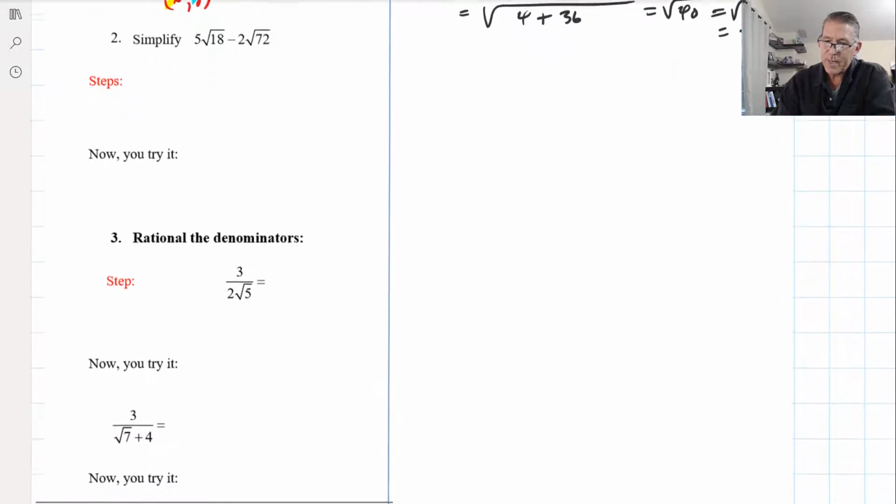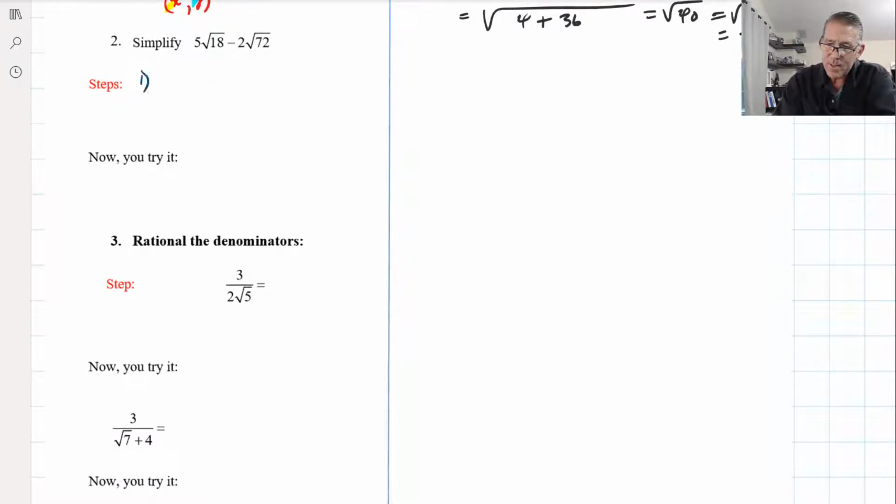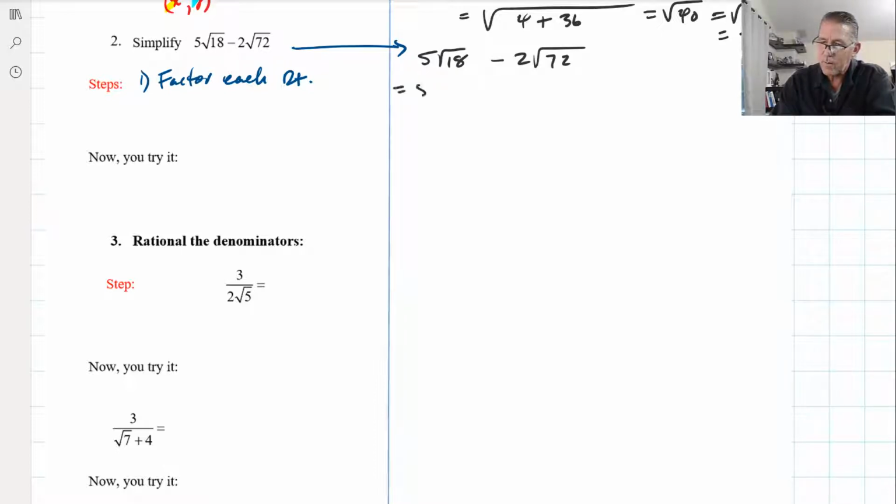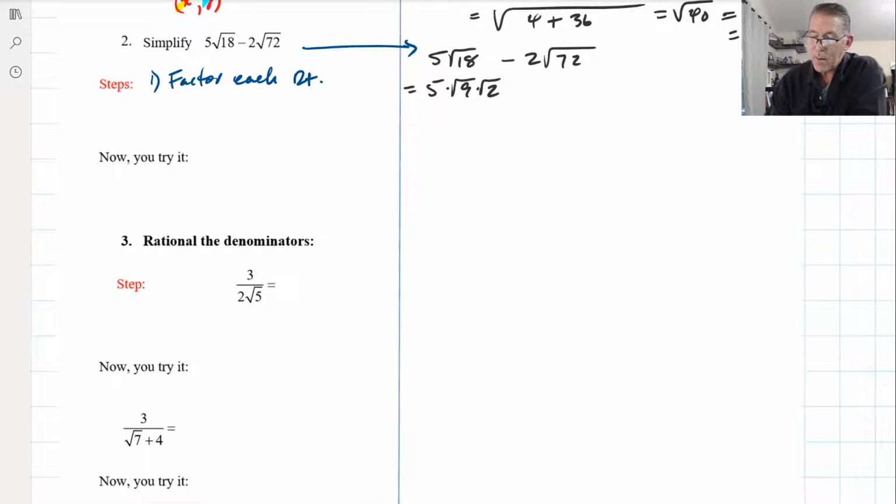Okay, so number 2, we've got to simplify the roots again. The first thing you've got to do is factor the roots. Let's do it on the right-hand side. Let me write the original problem first: 5 root 18 minus 2 root 72. Here we go: 5 times the square root of 9 times the square root of 2. I factored the 18. Obviously 18 is 9 times 2. You could have picked 3 and 6, but they're not squares, so that'd be a bad choice. So don't pick 3 and 6. If you did, think again. You always want to pick squares.